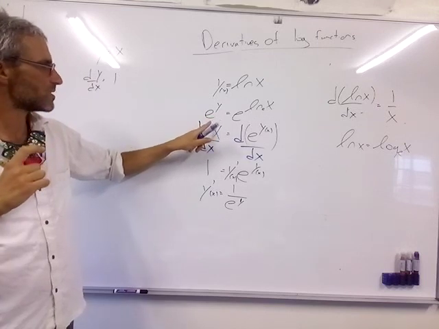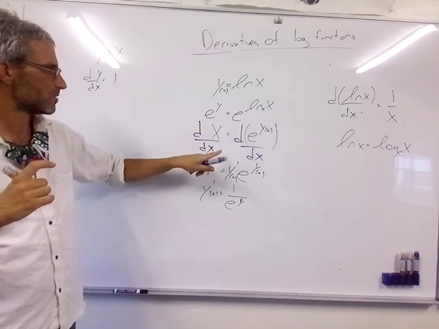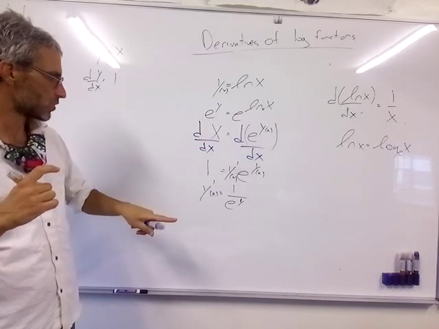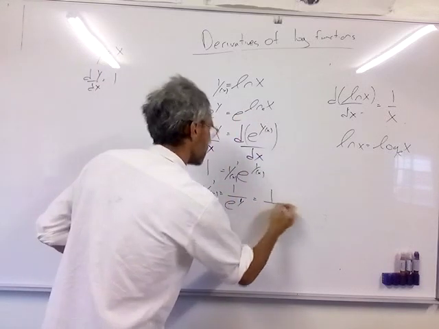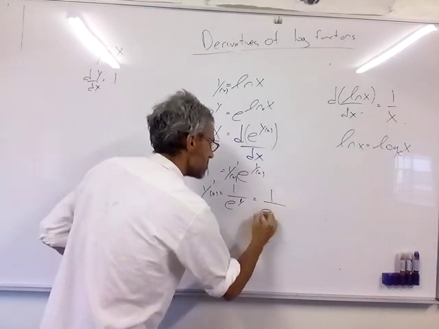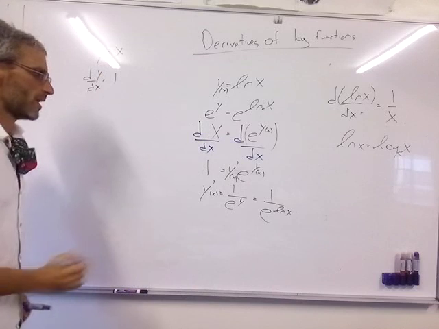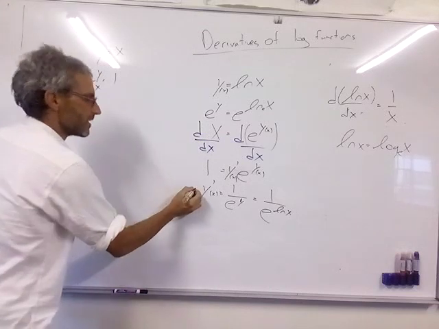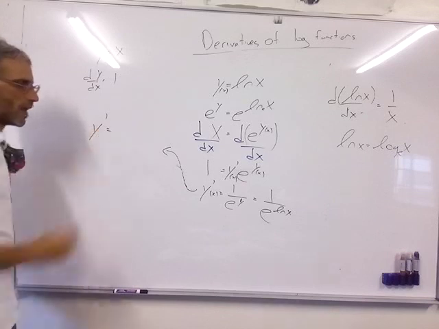What is e to the y? E to the log x. Okay. So let's write it down. So e to the y is, e to the power log x. Okay. And now I'll rewrite that here. Okay. That means the derivative of y.